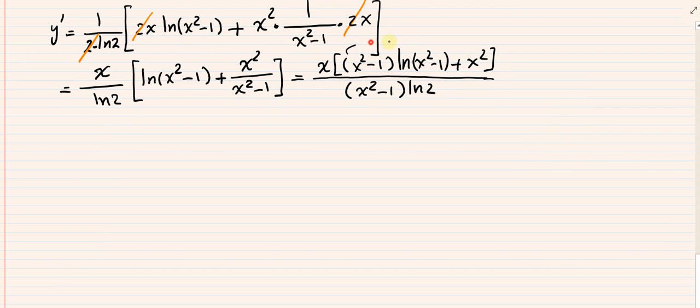The reason I have x squared minus 1 in front of the natural log is because the LCD here is x squared minus 1. So I'm going to multiply top and bottom of the natural log, rewriting it as a fraction with the LCD. That's what that is.